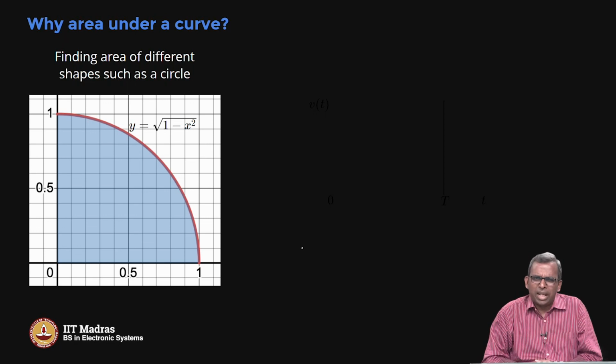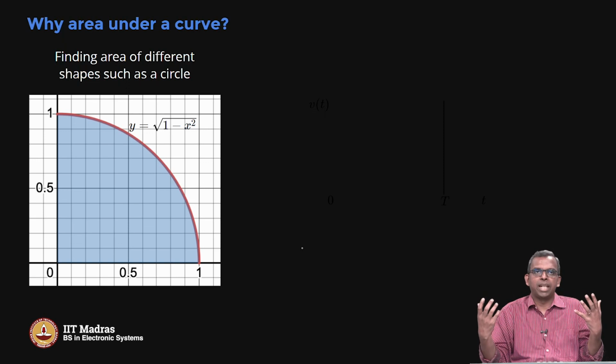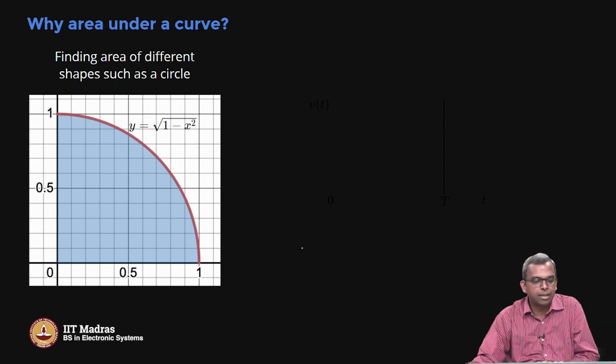So why should area under the curve be such an important thing? We already saw for distance, it goes from speed to distance, etc. But it can have so many other applications. For instance, you may be interested in finding the area of some types of shapes, like the circular shape, right? The circle is very, very common. The circle is given by this formula, y equals square root of 1 minus x squared.